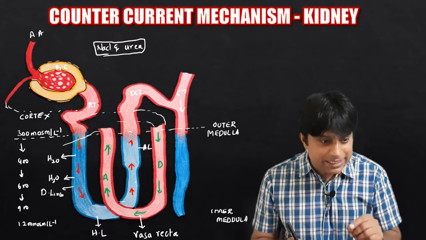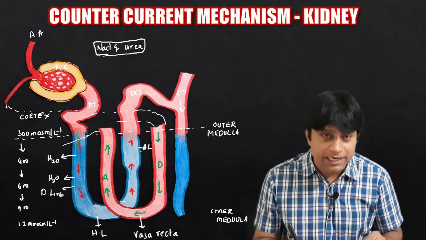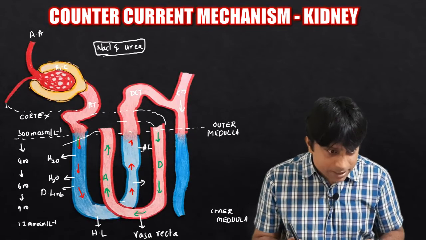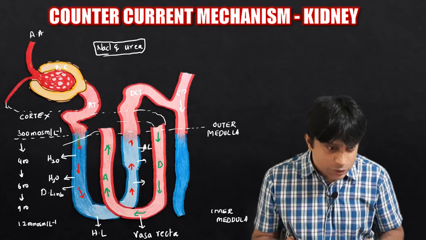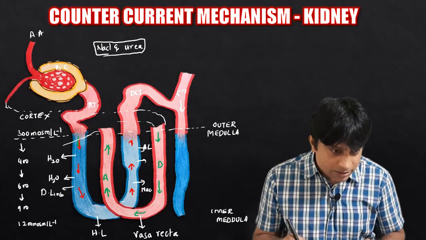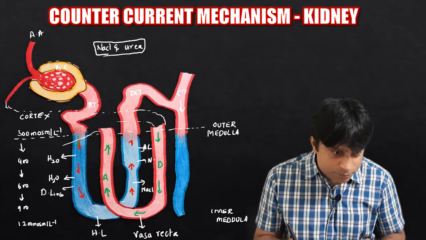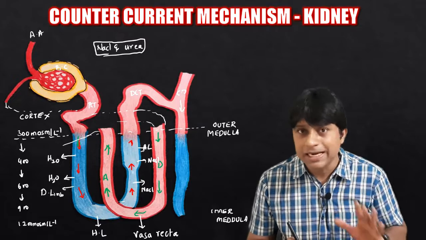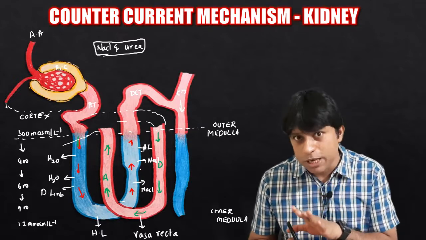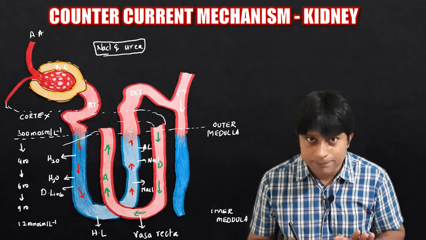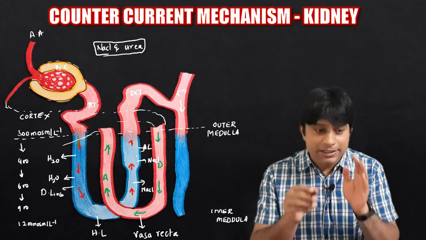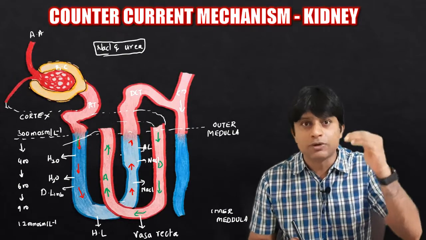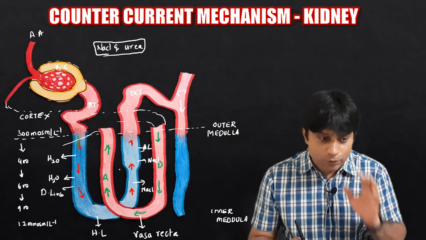Then this is the ascending limb. Just look here, this part is the ascending limb. From the walls of the ascending limb, both from the thin segment as well as from the thick segment, sodium chloride is reabsorbed. Because of reabsorption of sodium chloride from the walls of the ascending limb, and it is impermeable to water, as a result, the concentration of the renal fluid gradually decreases and becomes hypotonic towards the outer medulla.